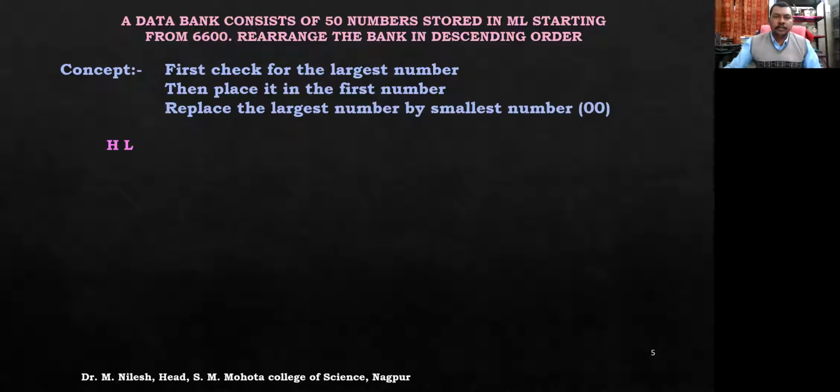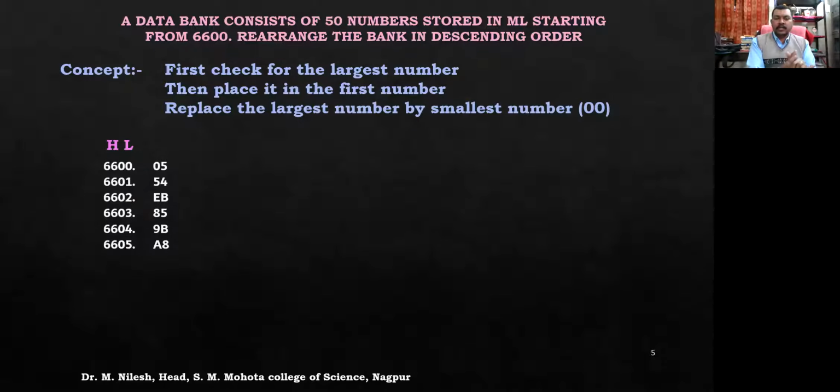In the HL pair, we are going to load the memory location, and in the first memory location we'll put 05, that is the count. So we are expecting to have 5 numbers, right? The main numbers start from 6601. These numbers are 54, EB, 85, 9B, A8, and accordingly we'll have to arrange those numbers.